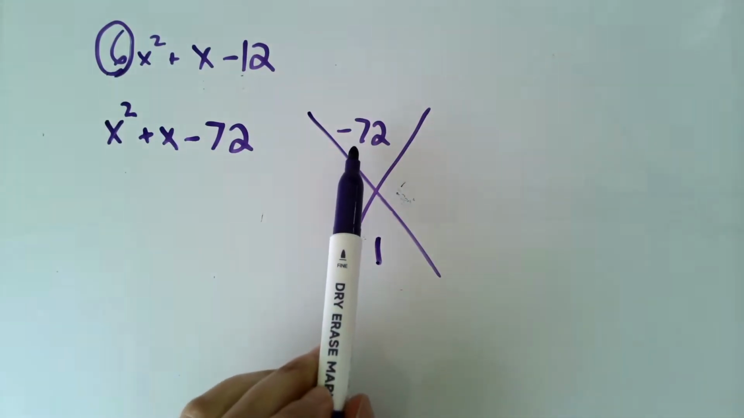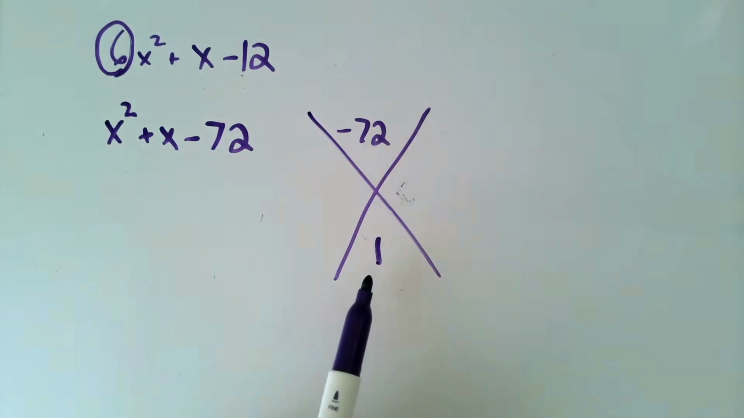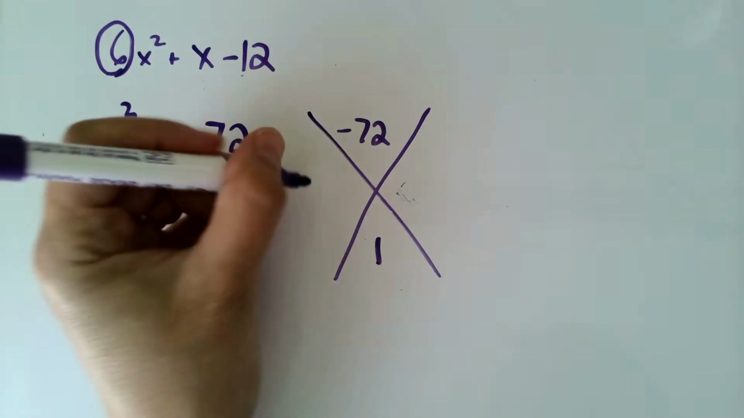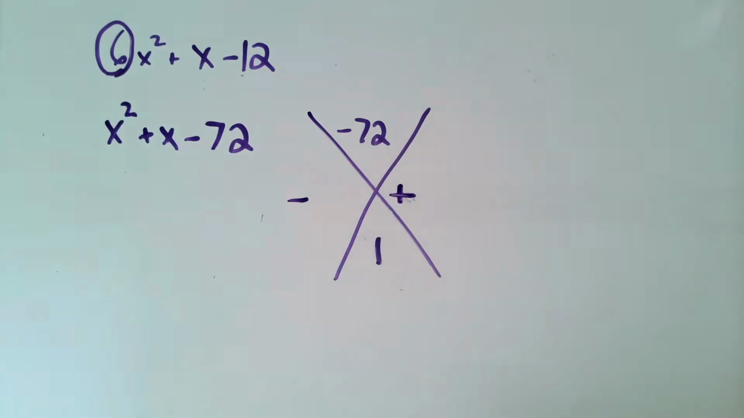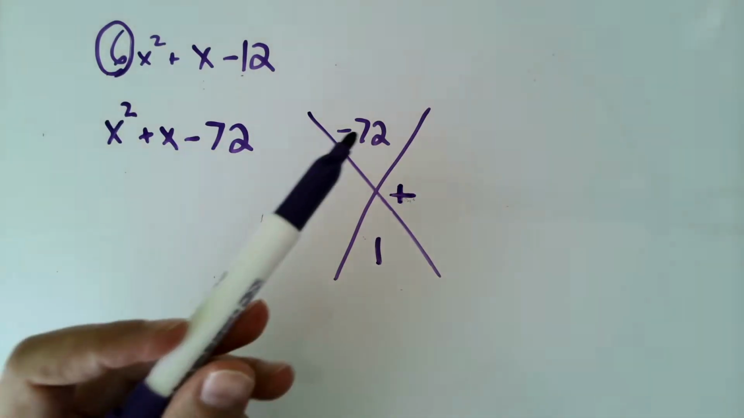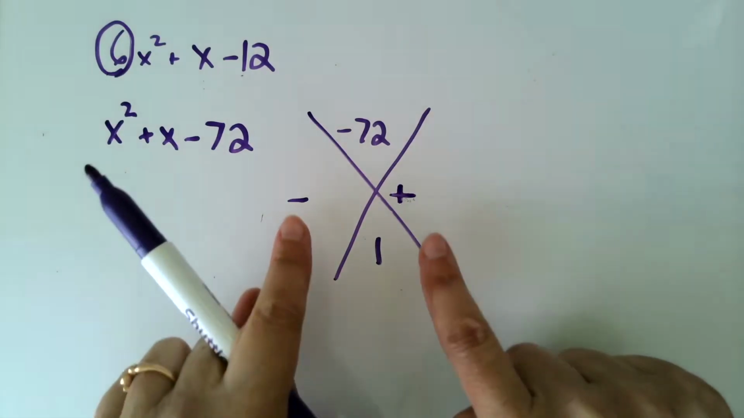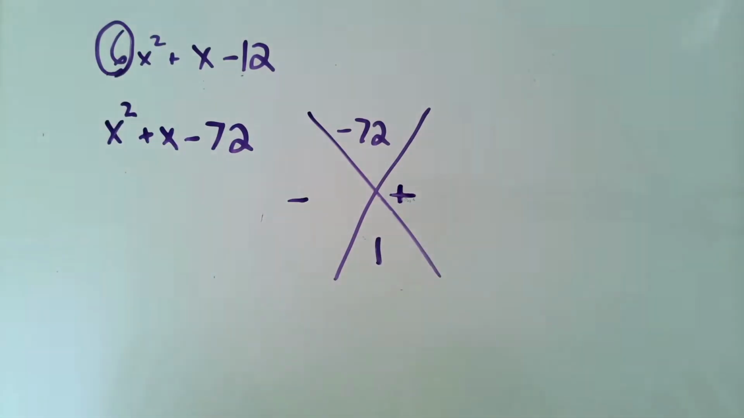What multiplies to negative 72 but adds to 1? I notice that I'm multiplying to a negative, so I know I need one negative and one positive. By the way, if you're multiplying to a positive, what are your options in terms of the signs here? That's correct. It can either be two positives or two negatives, so you have to check out what the sign of this guy is.